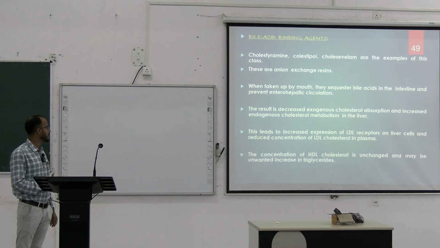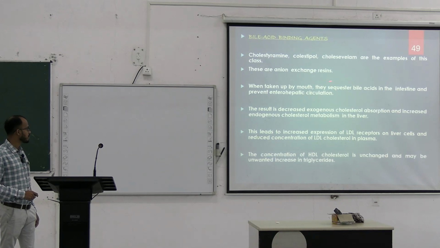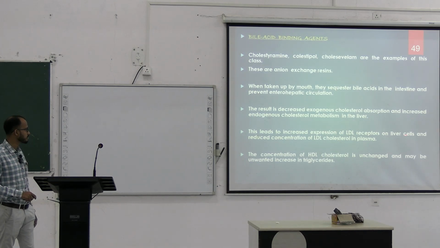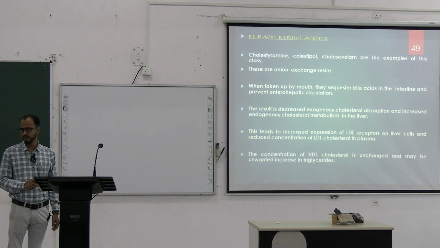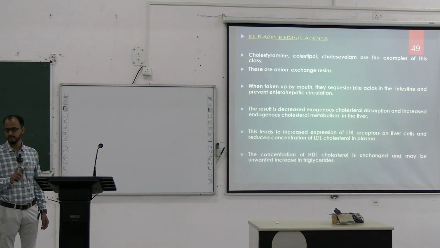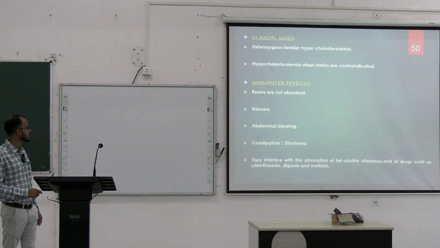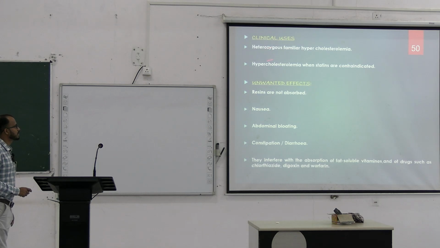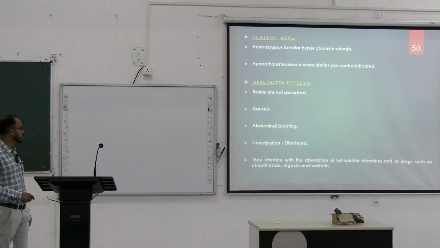There is another class of drug, that is bile acid binding agents. This is cholestyramine and colesevelam. We use these to increase LDL receptor expression in the liver and reduce the concentration of LDL in plasma. Mainly bile acid binding resins are used in case of resistant hypercholesterolemia. When we are using a statin and fibric acid derivative in combination, but the lipid level is still high, then we can use this bile acid binding resin. We can also use it in hypercholesterolemia when statin cannot be used, and in heterozygous familial hypercholesterolemia. Unwanted effects are nausea, abdominal bloating and constipation.